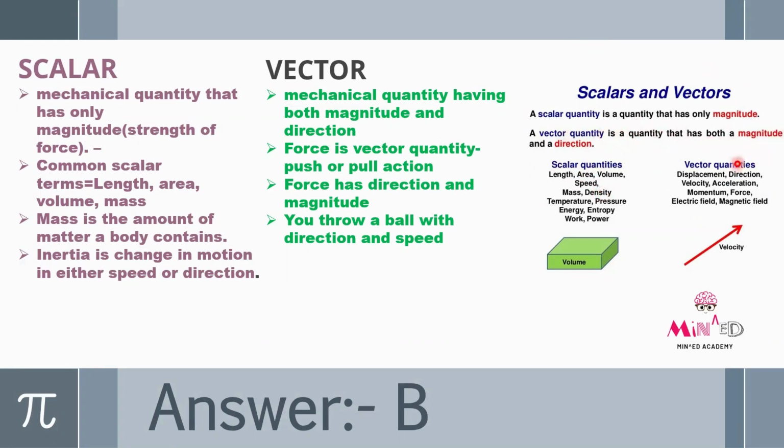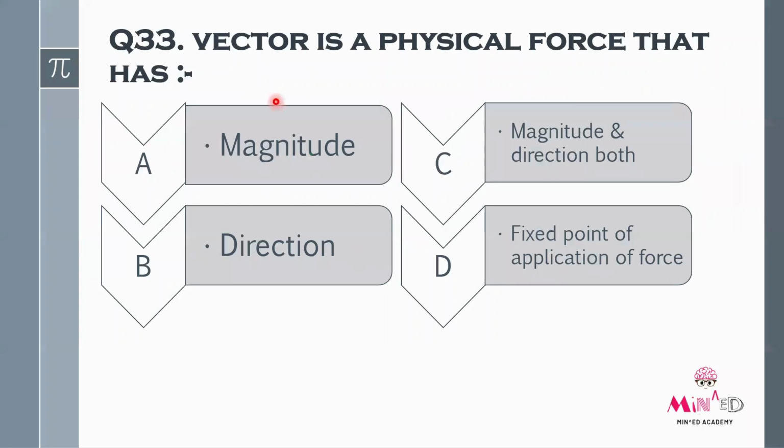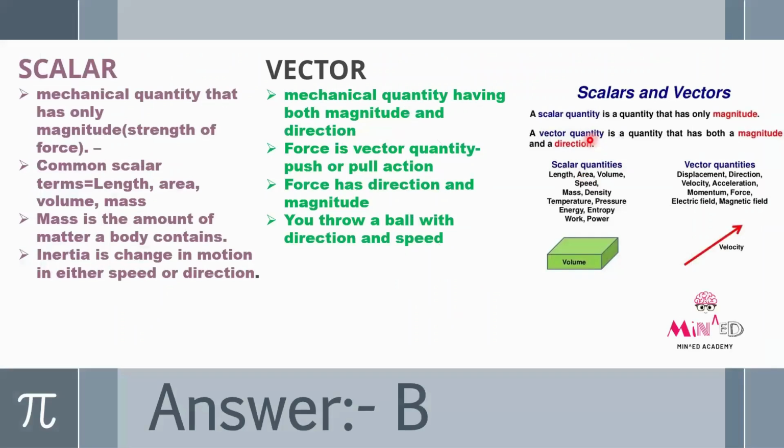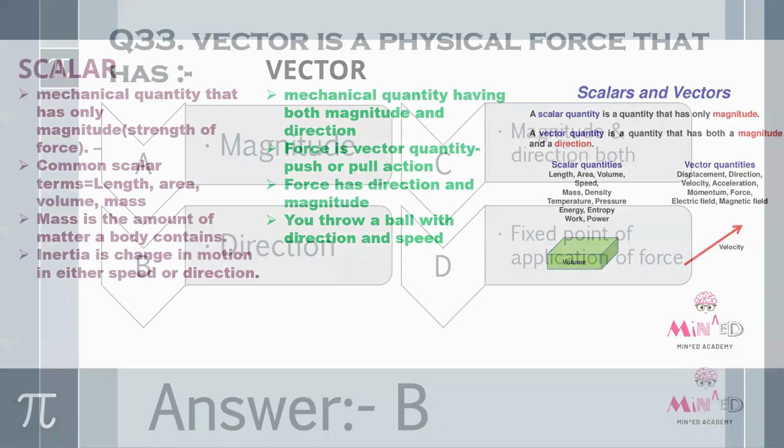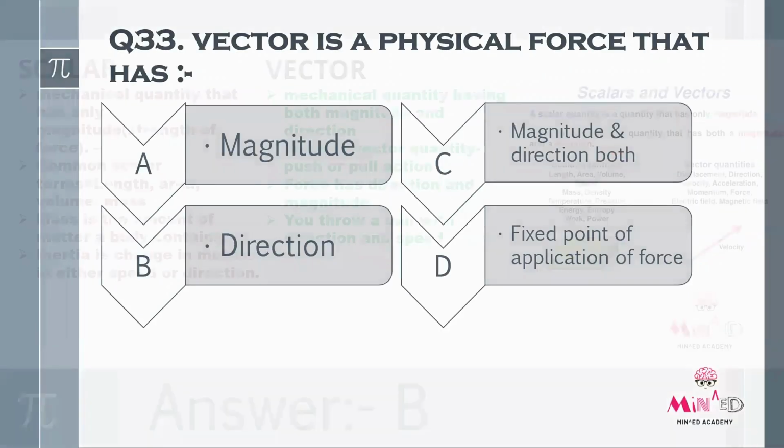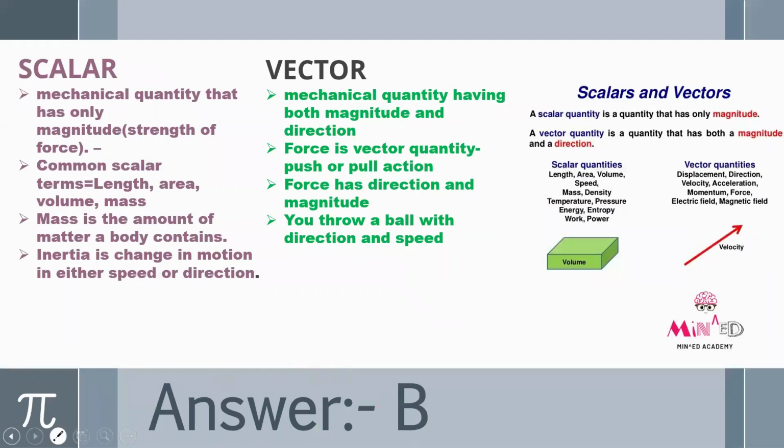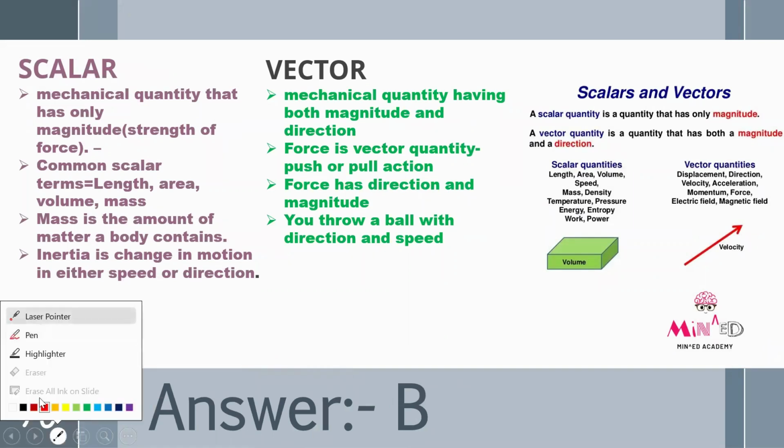Through this line only we can detect that vector quantity has both magnitude and a direction. So the answer will be answer C. Vector is a physical force that has both magnitude and direction. Here it's written B, but the answer will be C. We'll just correct it.